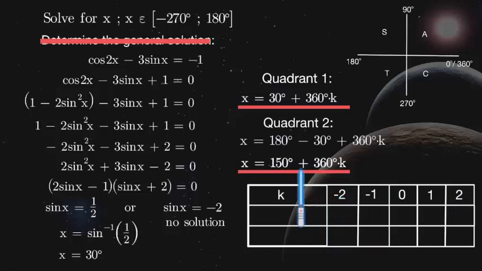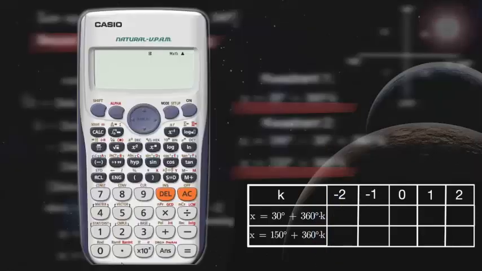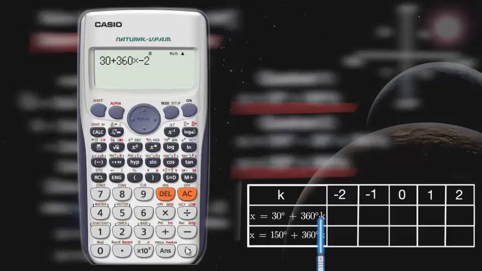Next we take this general solution and we put it here in our table, and we also take the next general solution and put it into our table. If there were 4 general solutions, they would also be placed in the table. Then I simply take this minus 2 and put it in the place of k. Now we're going to use our calculator, and we get an answer of minus 690 degrees.